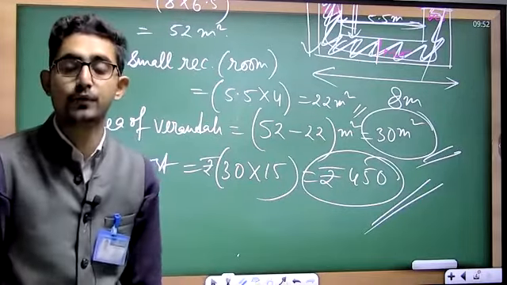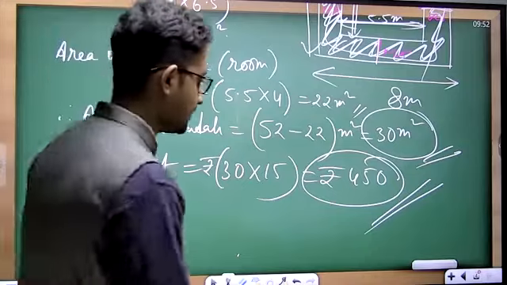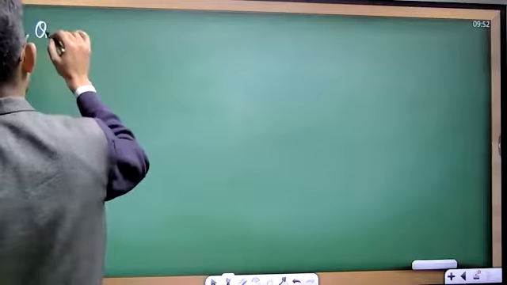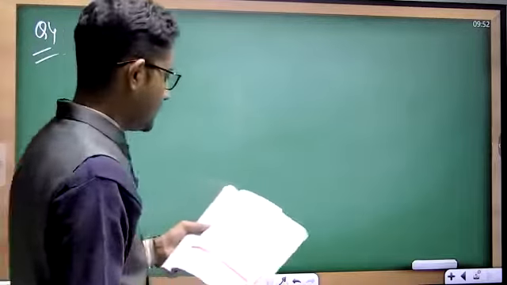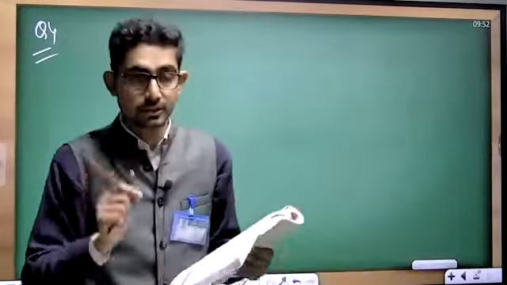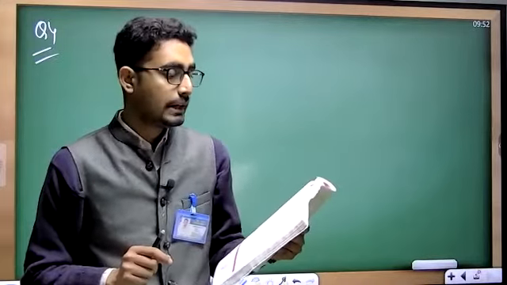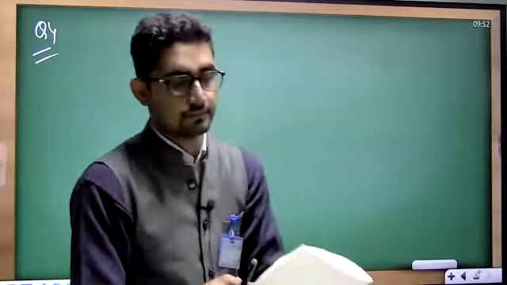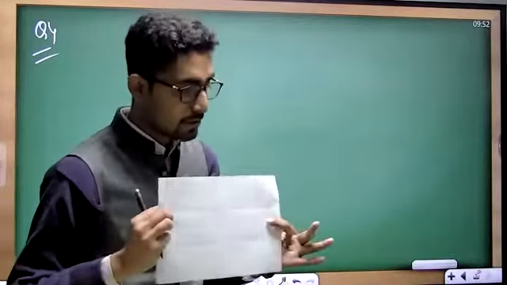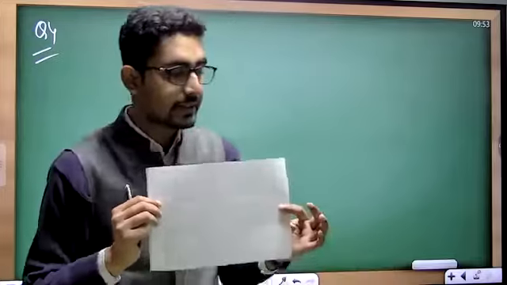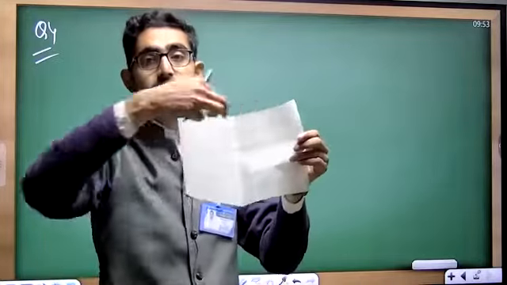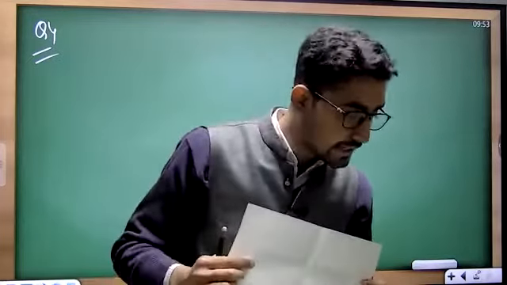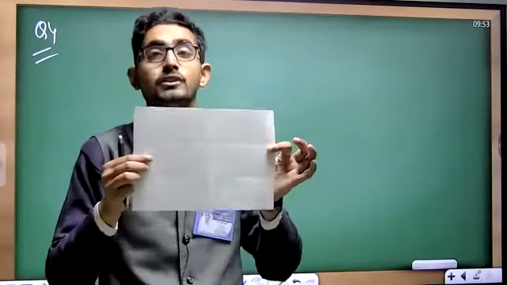Okay, now we'll move to question number 4. Now all of you see, one time just read the question. A sheet paper is there, this is your sheet paper, rectangular sheet paper. In this rectangular sheet paper, say this is 30 centimeter long and 25 centimeter width. Now your question says a strip is cut 4 centimeter.